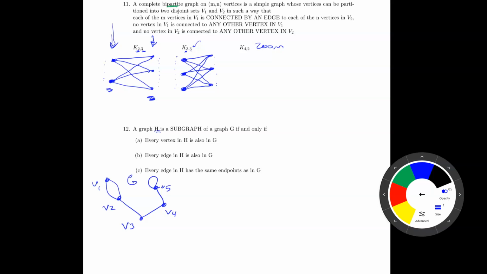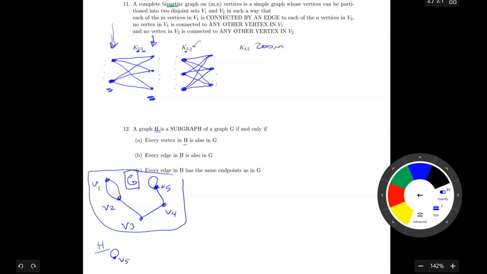Every vertex in H, the subgraph, is also in G. And every edge in H, the subgraph, is in G and has the same endpoints as in G. So your subgraph is not adding to it. So one subgraph H could be this. This vertex is in here, and there are no additional vertices, right? But this is part of the graph G. This is the graph G. And so now this is one subgraph.